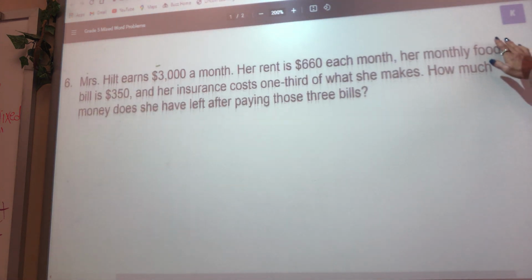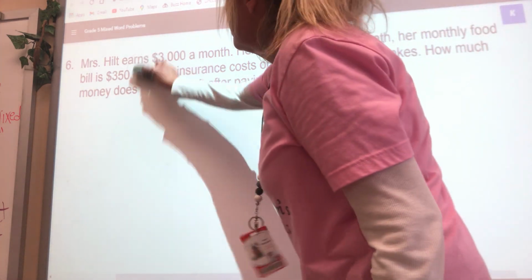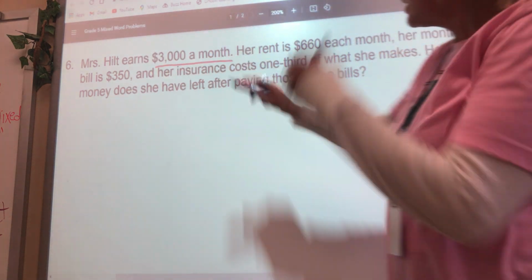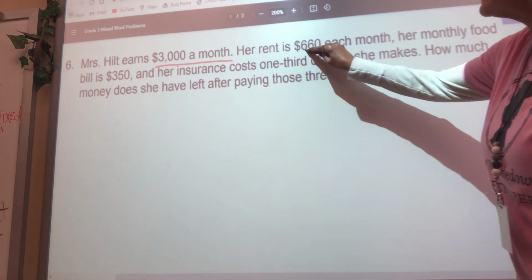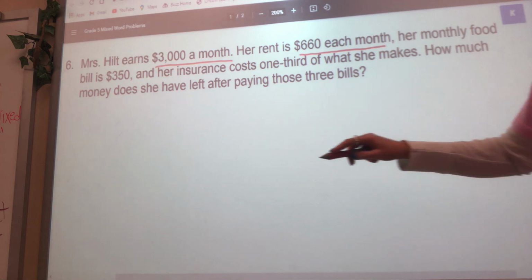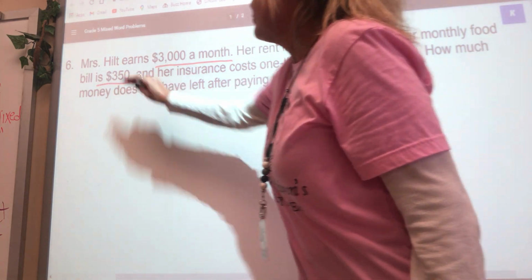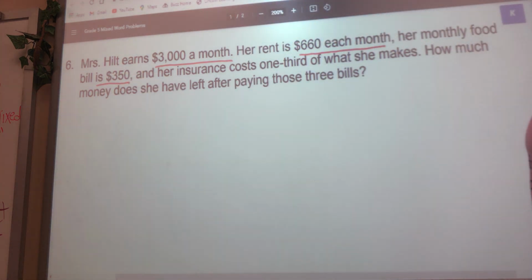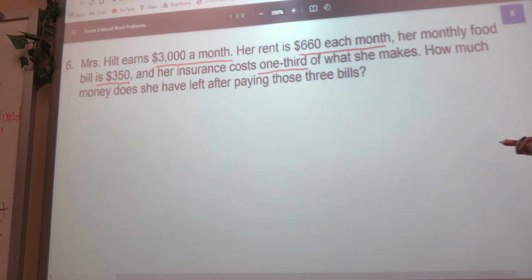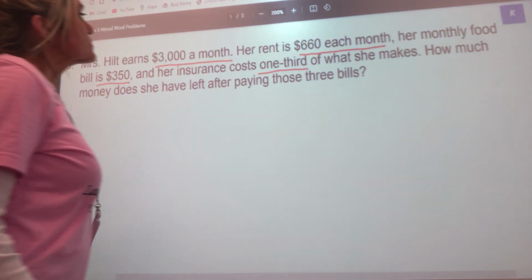Okay, and the last one. Mrs. Hilt earns $3,000 a month. Her rent is $660 each month. Her monthly food bill is $350, and her insurance costs 1/3 of what she makes. How much money does she have left after paying all those three bills?